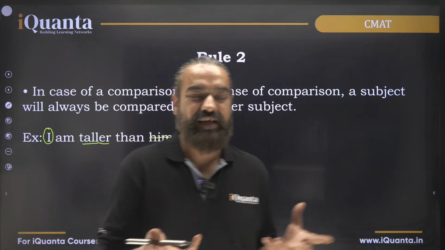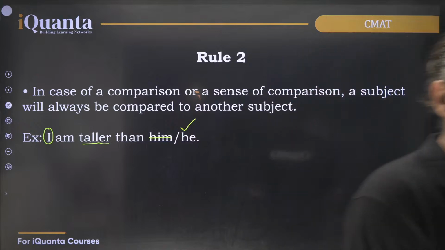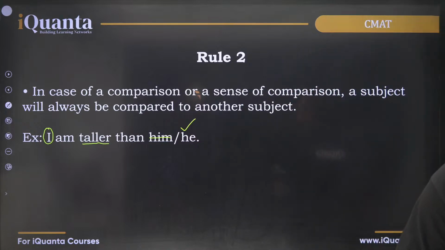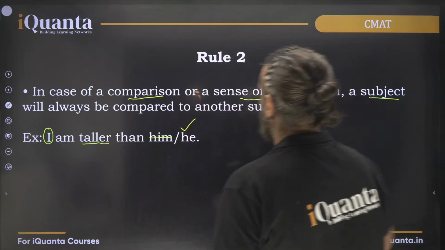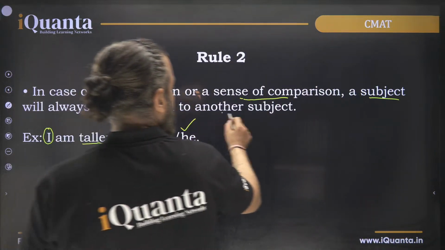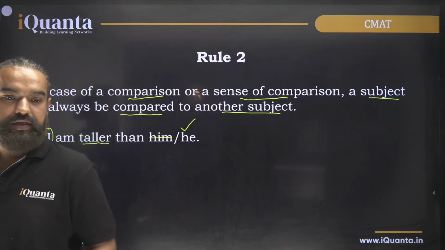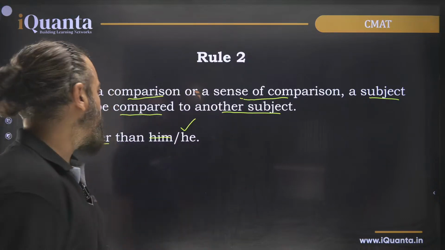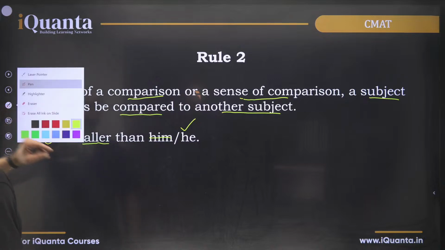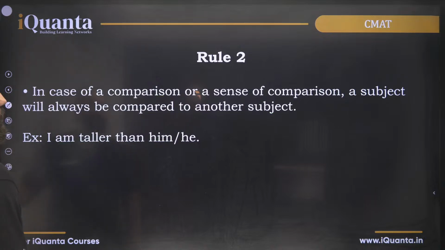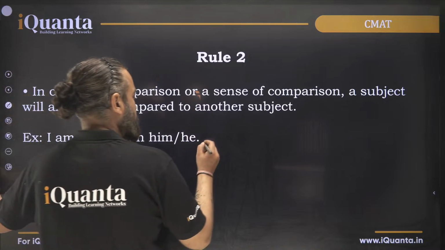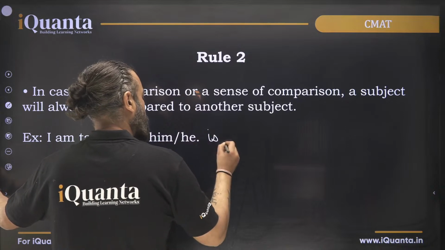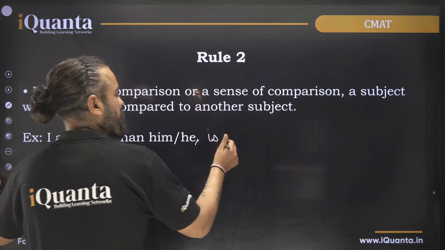Again, existential crisis will happen like this, right? But the logic is right there. Comparison, sense of comparison, subject compared to another subject. That's how you compare these two. Let me simplify this for you. Consider this as the sentence. Remove this.